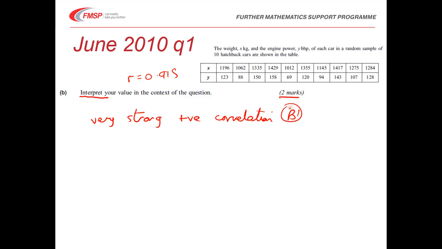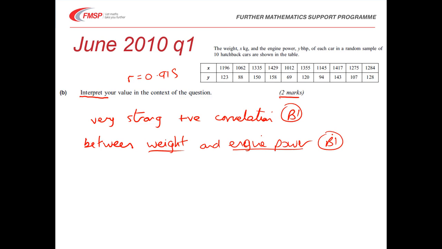To get the second mark, we need some context, between your variables. So it's between weight, that's one of your variables, and the other one is power. Ideally we want weight of the car, I guess, and engine power. Full contextualization will help you get that mark.